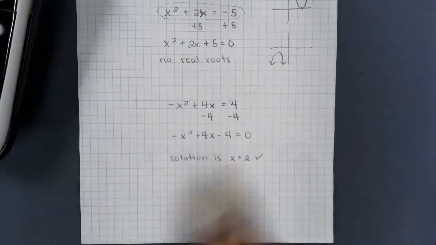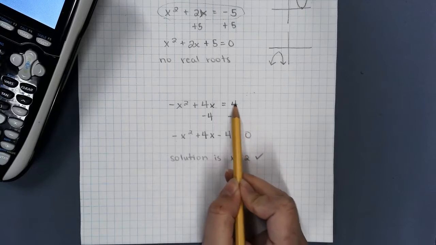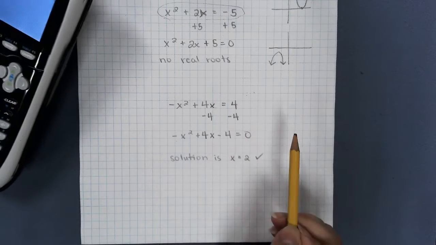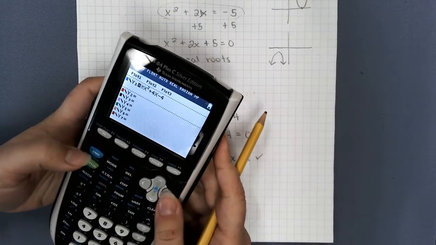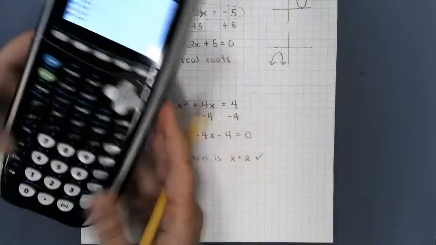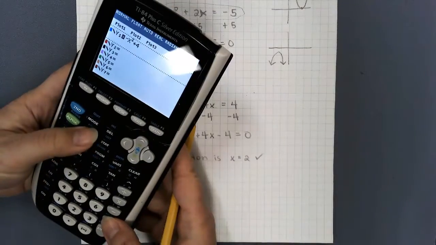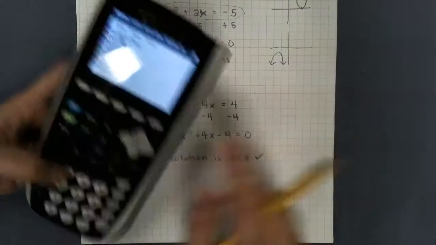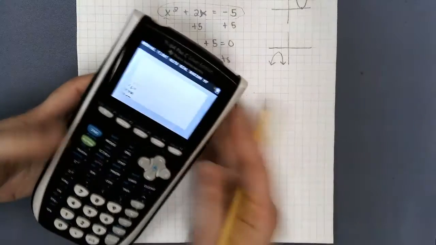Now remember, if you wanted to, you can put the left-hand side of the function into your calculator and the right-hand side of your function into your calculator and see where they cross. And that would work as well. So let's actually try that. I'm going to clear this out of here. I've got negative x squared plus 4x. And then in my second part of my function, I'm going to put 4. And I'm going to graph it.